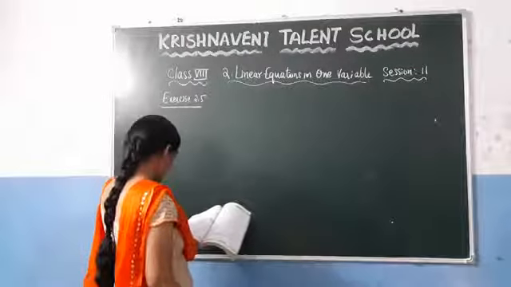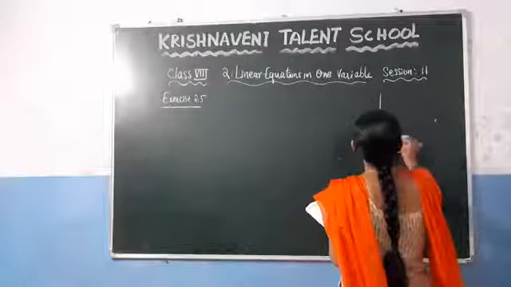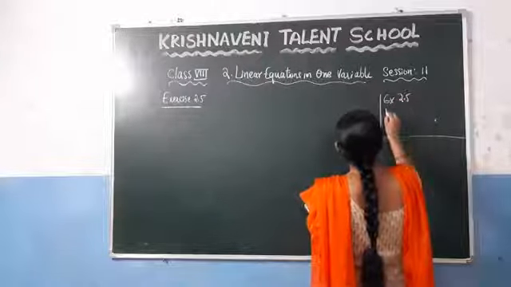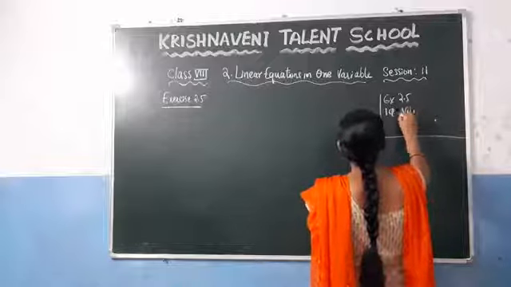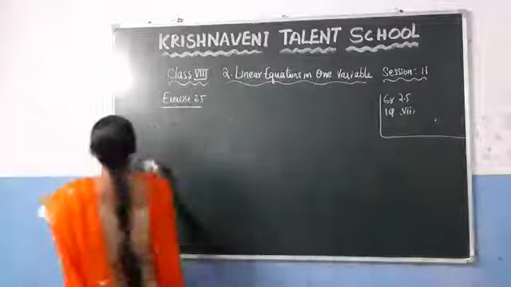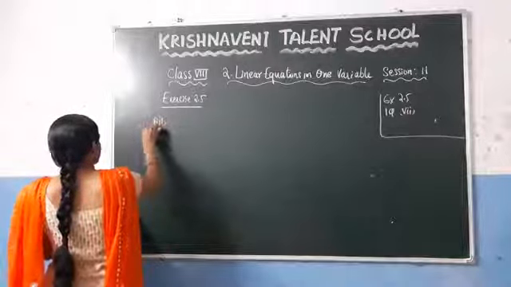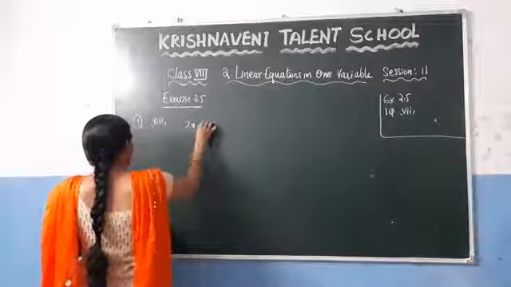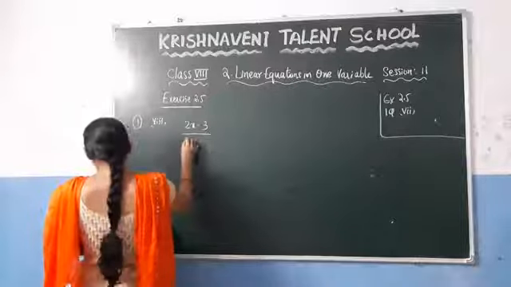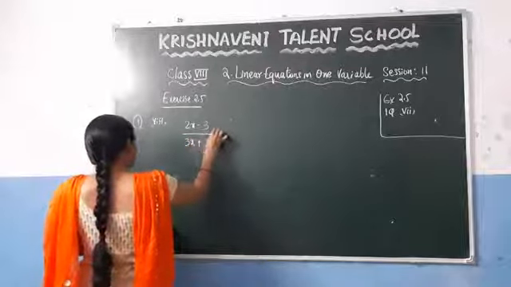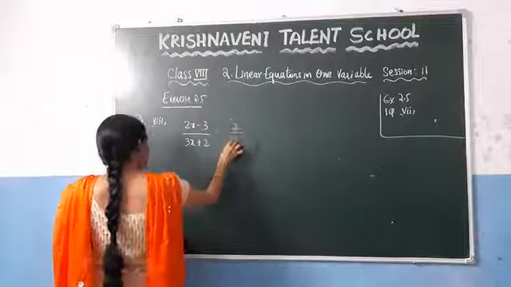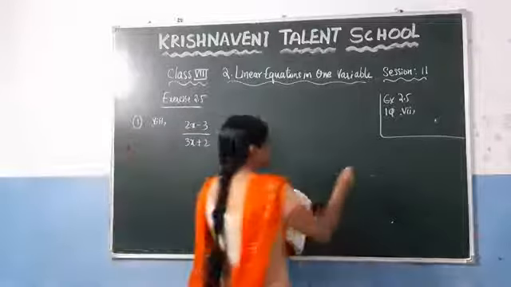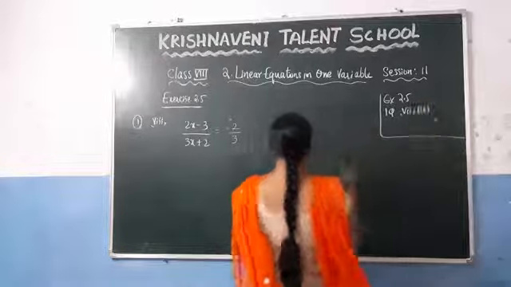Seventh question, you can do it as a homework. The same like that we have done here. In the exercise 2.5, in the first question, you can do the 7th one as a homework. Now see the 8th one. In the first question, here what they have given, 2x minus 3 by 3x plus 2 is equal to minus 2 by 3. This is the question given here, and the 9th question is similar to that of this one. You can do it as a homework.